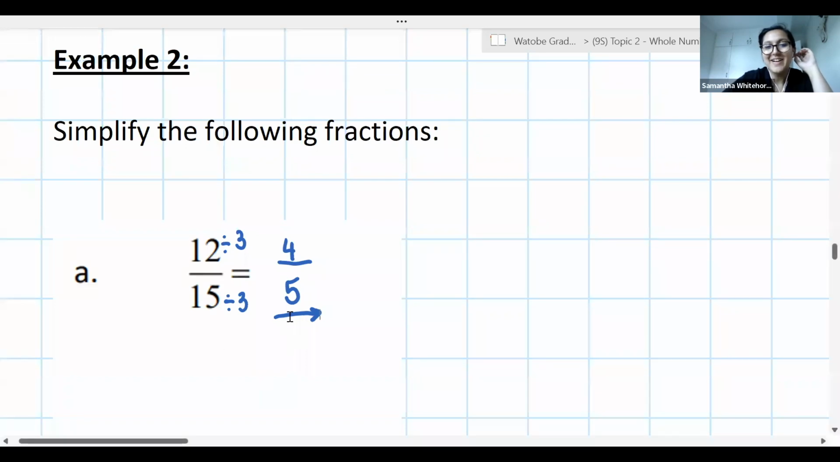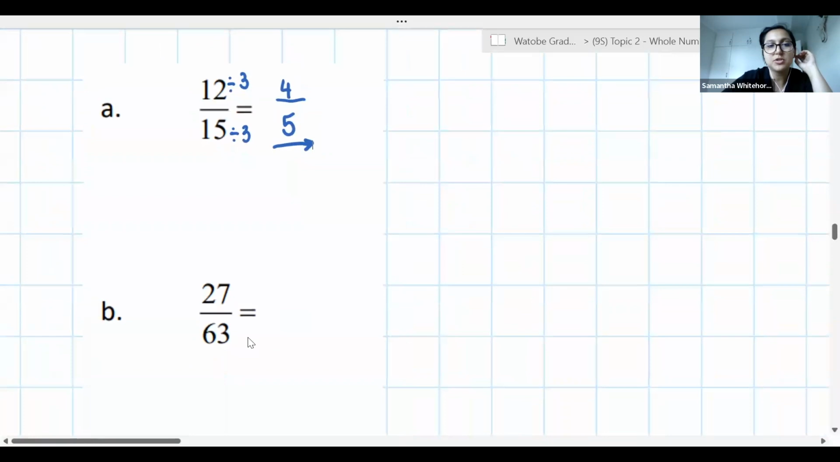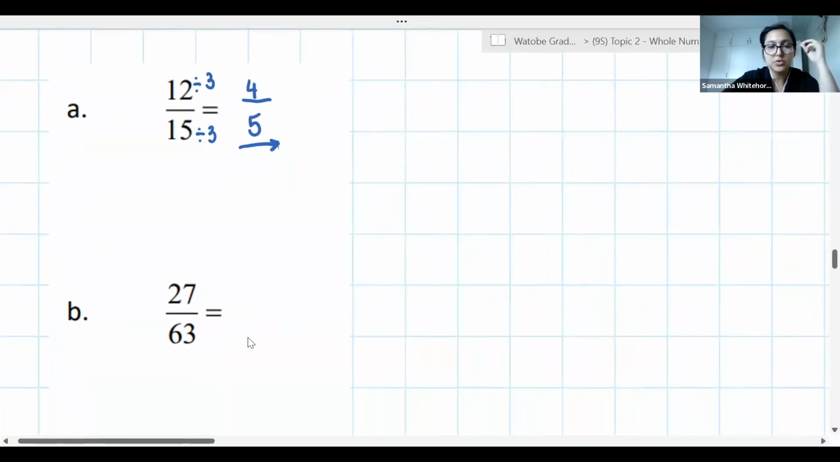Nope. Okay, so guys, try for me question B. I'm going to leave question A up so you can see what we did, but ask yourself in B, what can I divide 27 and 63 by? What is the same number I can divide into both of them without a remainder to try and make those numbers a bit smaller, a bit easier to work with?